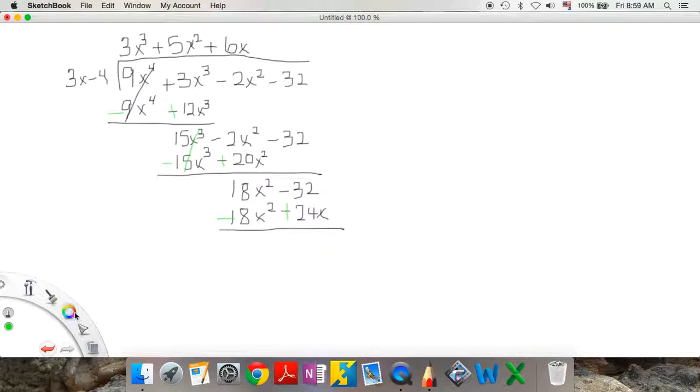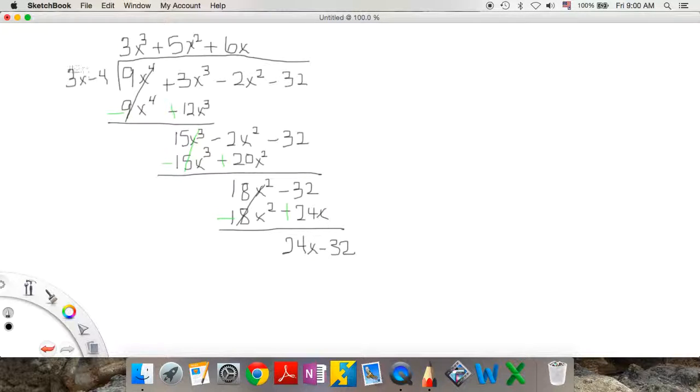So that changes the signs on those. So these cancel. Well, what happens here? Well, we can't combine those because this is an x term and this is just a plain number. So we just leave them: 24x minus 32.